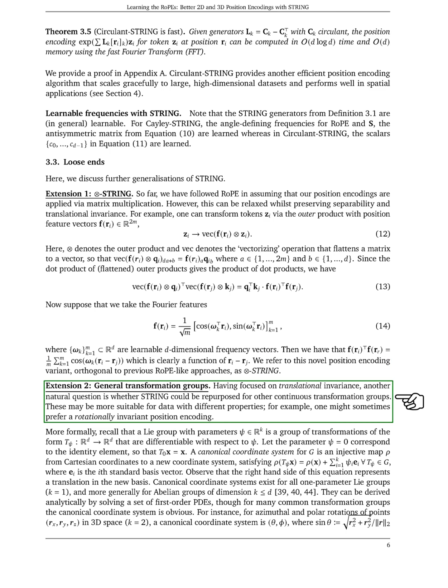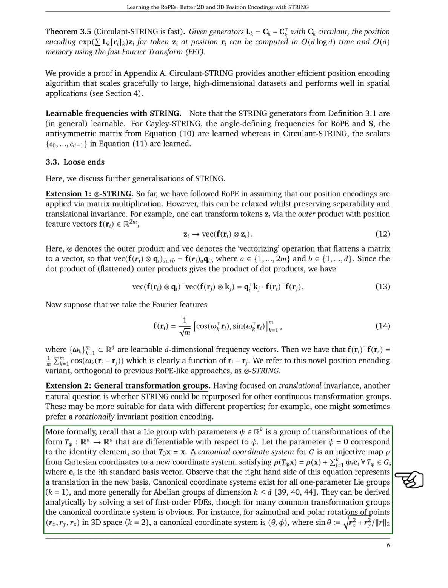For extension 2, we consider general transformation groups. After focusing on translational invariance, we ask if STRING can be adapted for other continuous transformation groups that might be better suited for different types of data. For example, we might want a position encoding that is invariant to rotation. We recall that a Lie group with parameters represents a group of differentiable transformations. The identity element corresponds to no transformation.